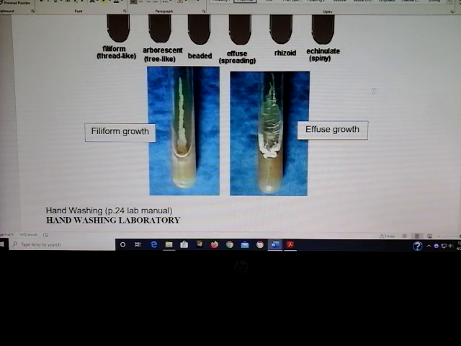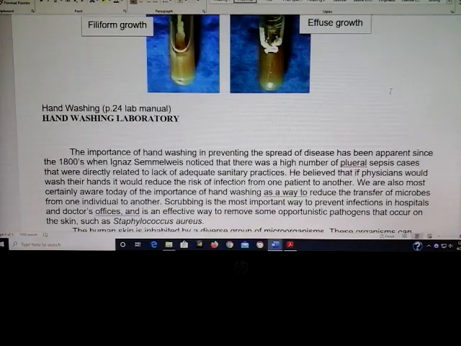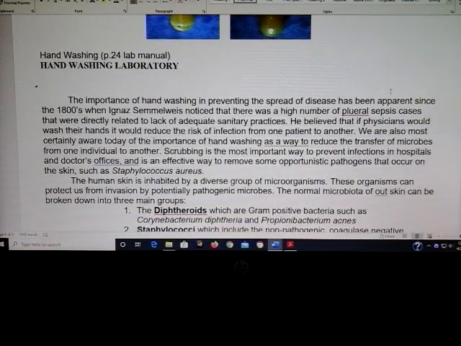Now, for your first post in the lab, I would like you guys to post something on hand washing.